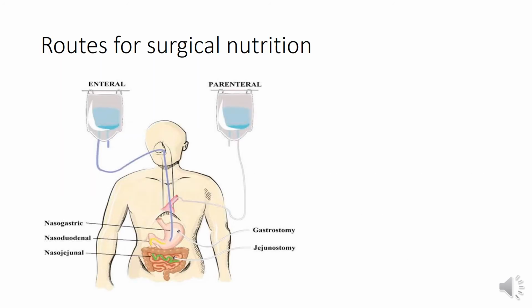So again, routes for surgical nutrition, just as a reminder, we have the enteral and the parenteral routes. For the enteral route, we have the oral supplementation, the nasogastric, the nasoduodenal, the nasojejunal, and then we also have the gastrostomy and jejunostomy tubes. And for parenteral nutrition, we have the supplemental and the total parenteral nutrition.